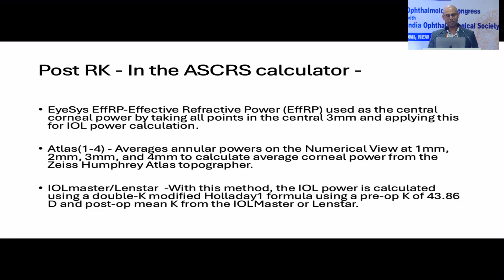In the ASCRS calculator, it uses the effective refractive power, which is basically taking all points from the central 3 millimeters, and these are applied for the IOL power calculation. If you have an Atlas topographer, it takes the average powers from the 1, 2, 3, and 4 millimeter rings, and basically it's again using central corneal power. And if you have an IOL Master or Lenstar, it uses the double K modified Holladay 1 formula using a pre-op K of 43.86 and post-op mean K from the IOL Master or the Lenstar.